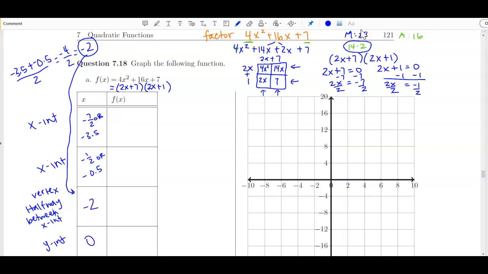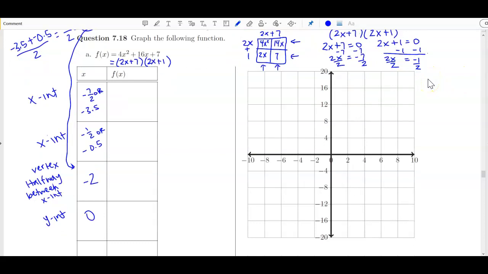All right, so I want you to take it from here, and figure out what your y's are going to end up being, so you can find those ordered pairs, and then graph it on the grid here. Make sure you say what the line of symmetry is also.